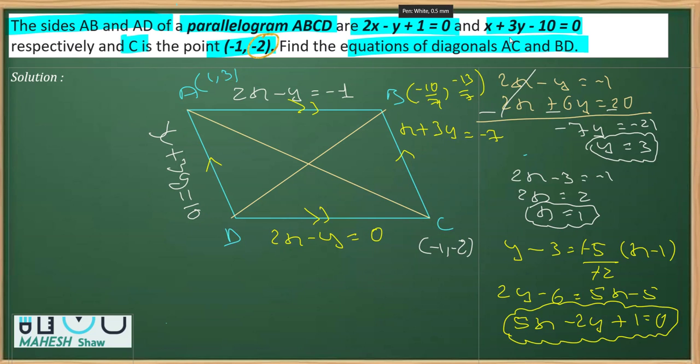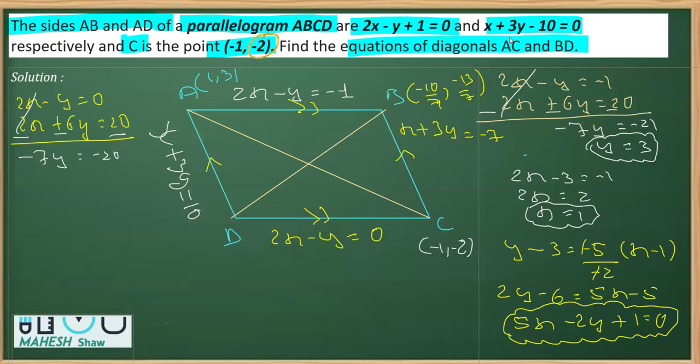To solve this, let's say I write the first equation, that is 2x minus y equal to 0. Here I'm going to multiply by 2. So it's going to be 2x plus 6y is equal to 20. Now on subtracting these two, this is minus, minus, and minus. This gets cancelled. This is -7y, and this is -20. So y comes out to be 20/7.